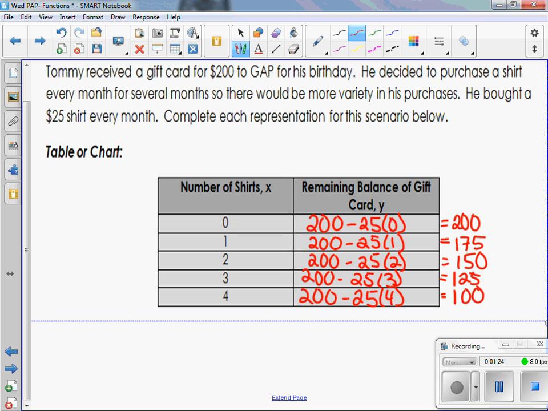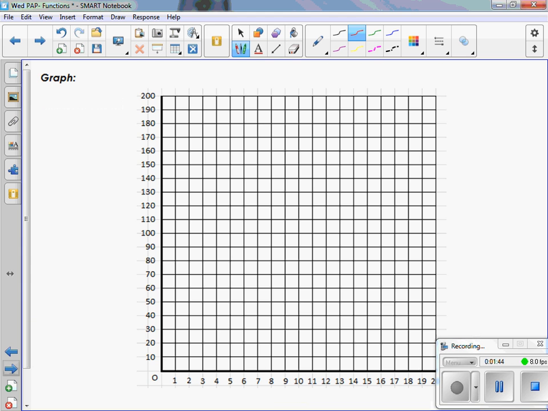So please remember that the purpose of doing this is so that you can come up with an equation towards the end. The number of shirts is x, so if I take 200 minus 25 and replace this with x, it should equal the remaining balance on the card. So this is your equation that we came up with from the table. And then we actually need to graph it.